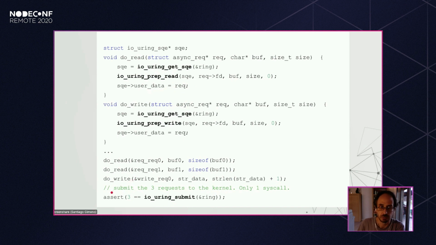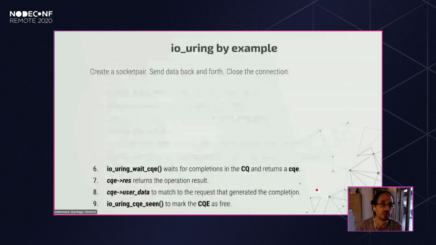Then, after creating the 3 requests, we will submit them by using the IO ring submit method, which wraps the IO ring enter syscall. Notice that in order to submit 3 requests, in this case, we only use 1 syscall. And finally, we'll see how to wait and retrieve completion events, CQEs, from the completion queue, what data is stored in those CQEs, and how to deal with that.